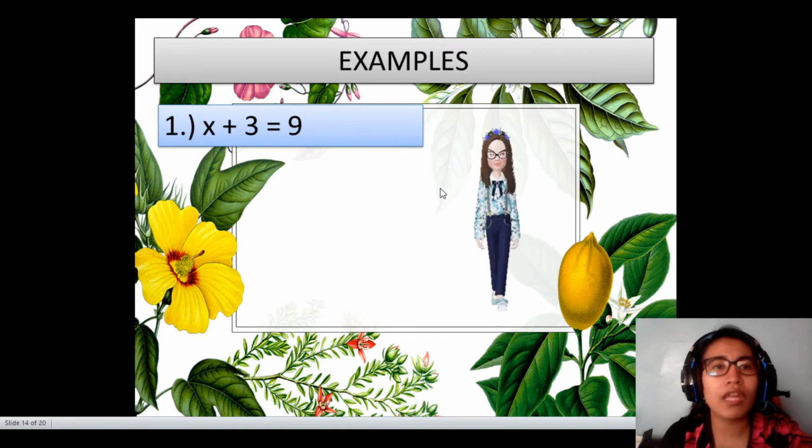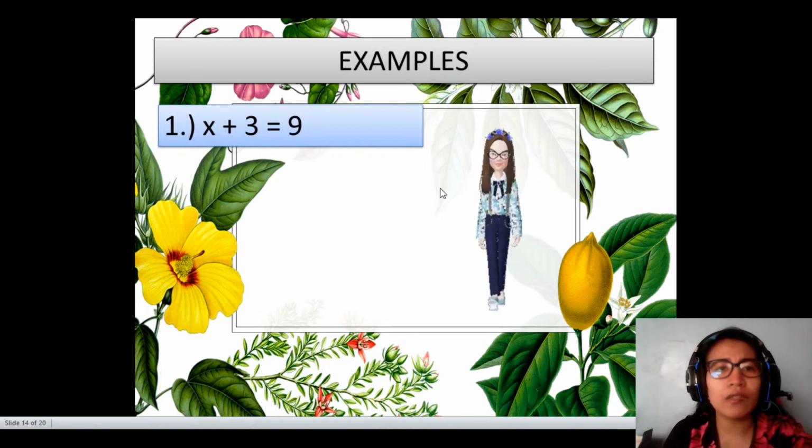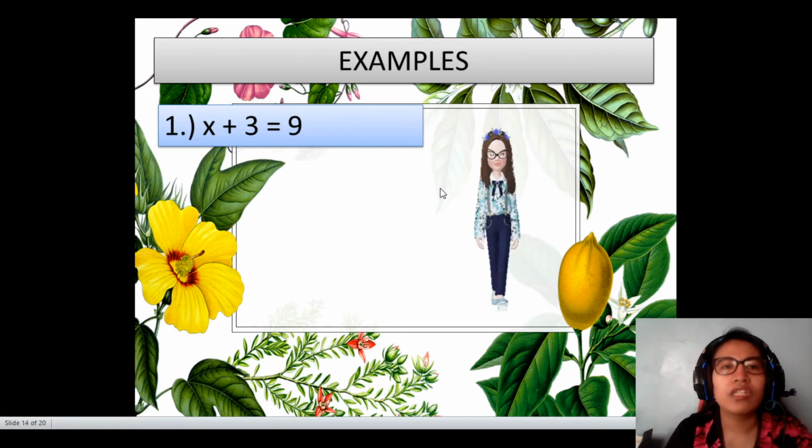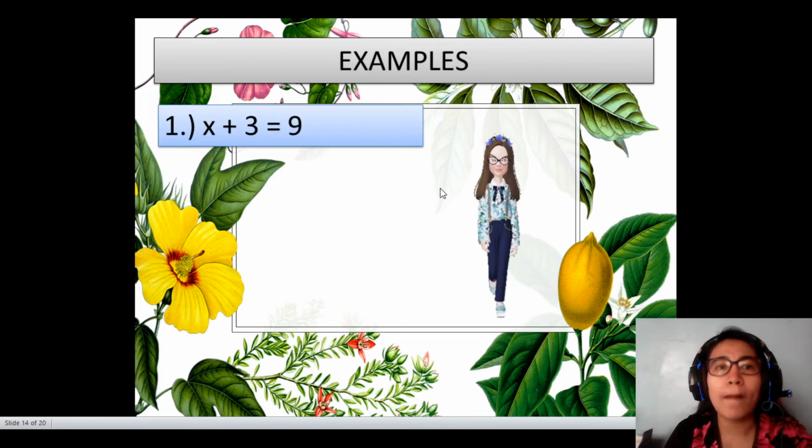So let us start with example number 1. I have x plus 3 equals 9. So the first thing to do is to transpose our positive 3 to the right side. When I transpose it, it means I will change the sign of it. So if it is positive, when I transpose it to the right side, it will become negative. So I can have x equals 9 minus 3.